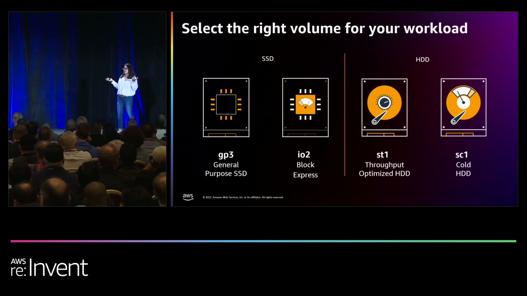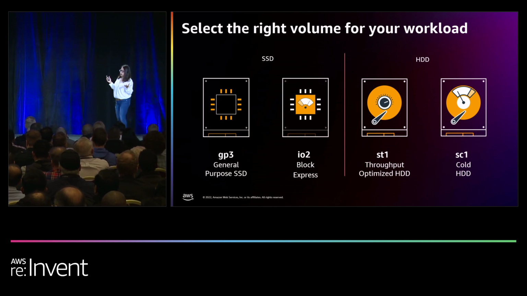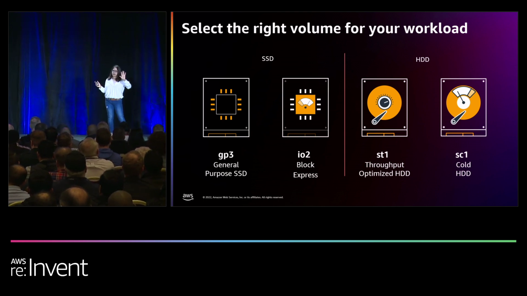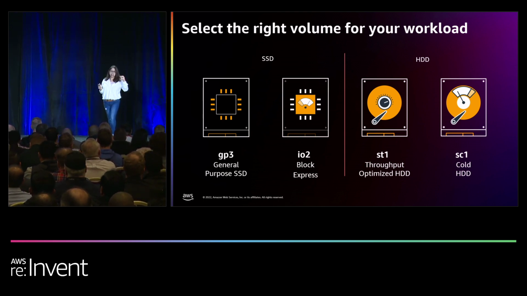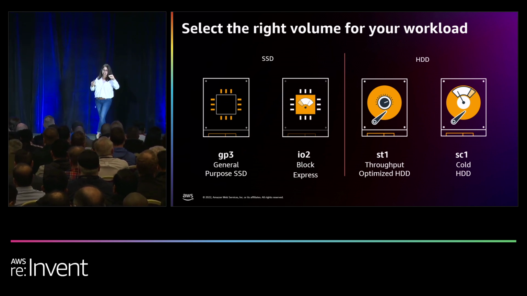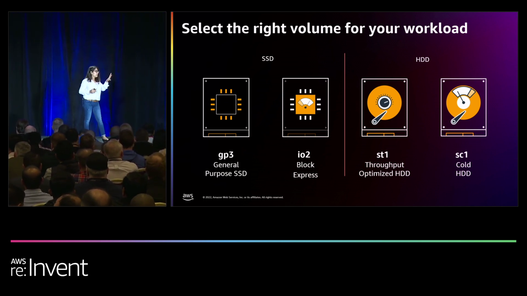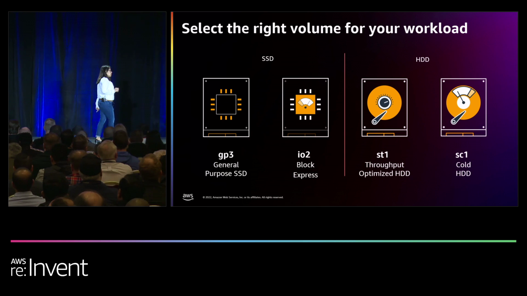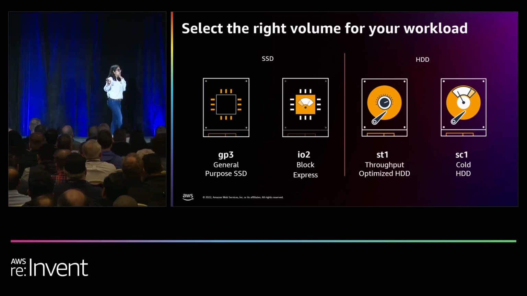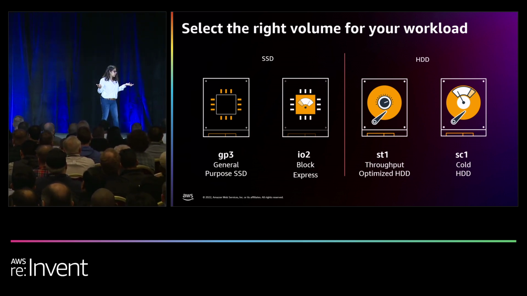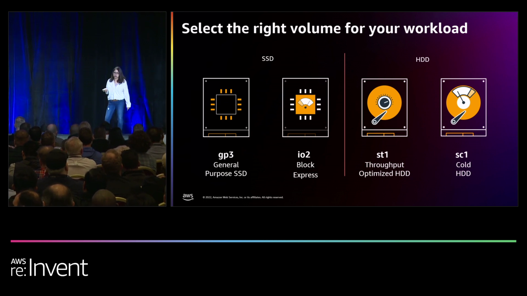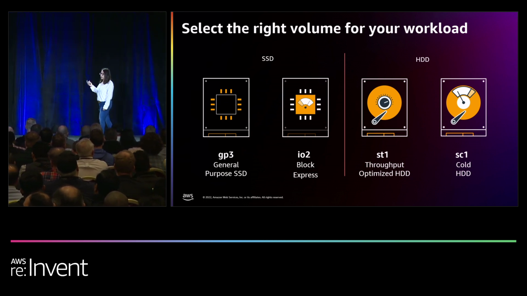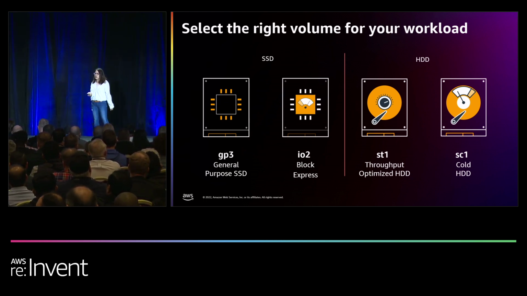There are obviously some differences between the two. I'll talk through those as well. First, on our SSD side, we have general purpose volume. Again, Andrew introduced that already. We have our GP3, which fits most, 70 to 80% of any workloads that you can think of. That is the reason why we call it the general purpose volume.